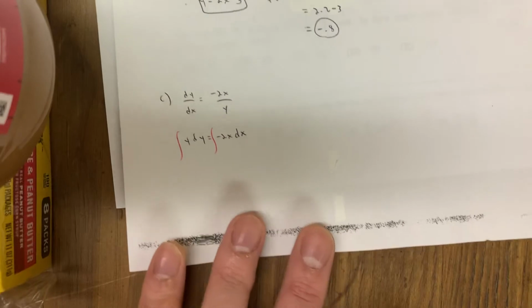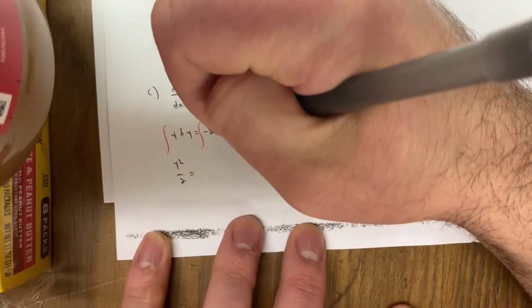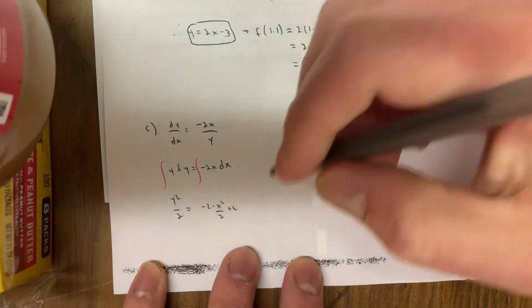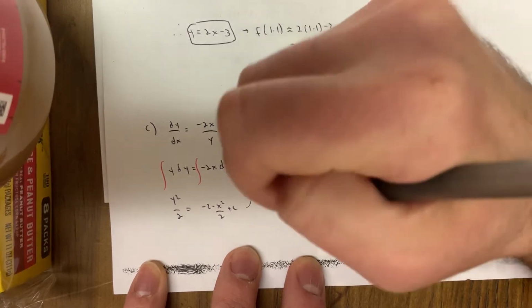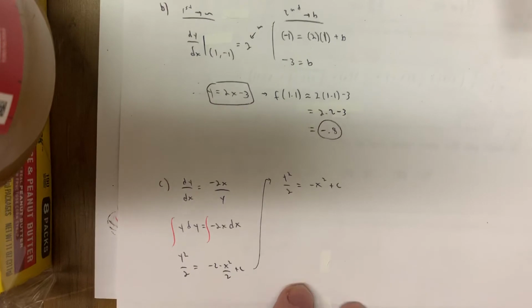The integral of y to the first we know is y squared over 2. We put the plus C on the right-hand side. Pull the -2 to the side, integrate x to the first. Here you can see that we're going to end up with y squared over 2 equal to -x squared plus C. It's a perfectly workable general solution right there.